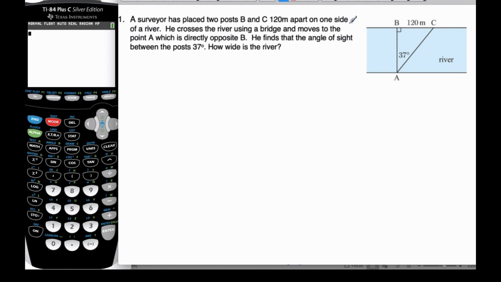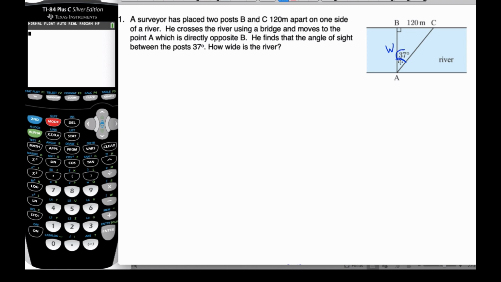A surveyor has placed two posts, B and C, which are 120 meters apart, nicely shown in the diagram, on one side of a river. He crosses the river using a bridge and moves to a point A, which is directly opposite B. So that means there's a 90-degree angle here because it's directly opposite. He finds that the angle of sight between the posts is 37. So this angle here is 37. How wide is the river? So I'm looking for side AB, which I'll call W.